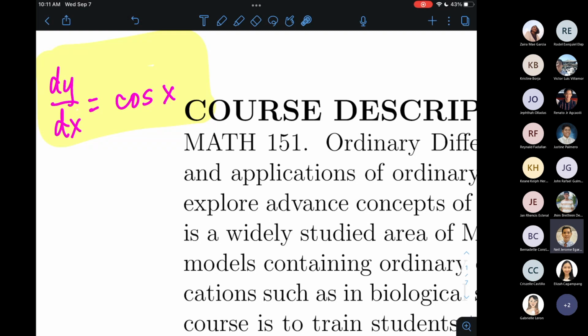So for instance, for this particular separable differential equation, can you give me a solution y? So ano yung posibleng value dito ng function y? Anyone? dy over dx equals cosine x. Ano yung solution yan?